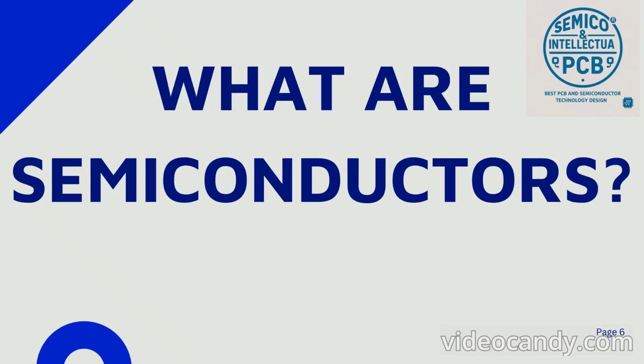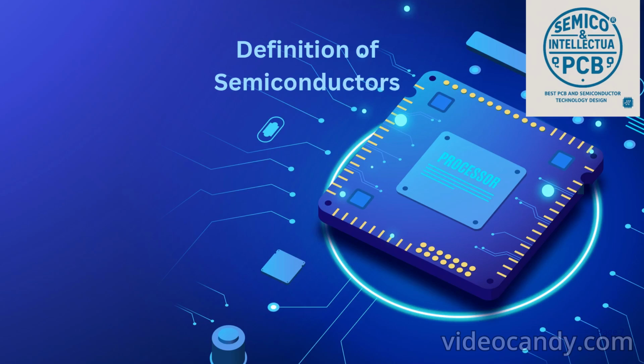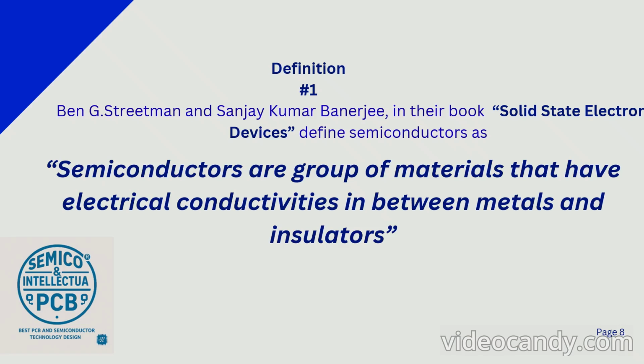So we start from the question: what is a semiconductor? What are semiconductor materials and how are they defined? What is the basic definition of semiconductor materials? So we will start from the definition proposed by Streetman and Banerjee, mentioned in their book Solid-State Electronic Devices, that defines a semiconductor material as a material that has its electrical conductivity in between metals and insulators.